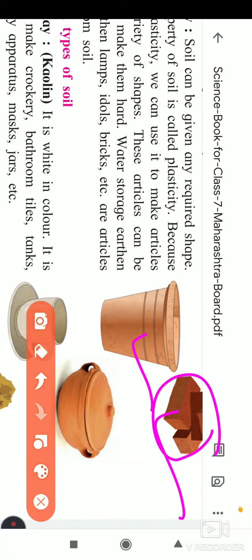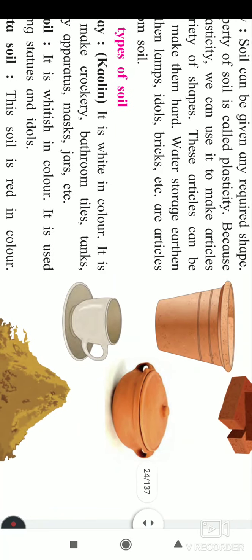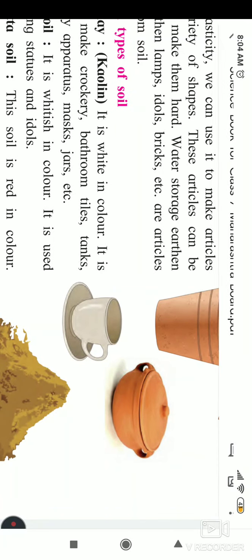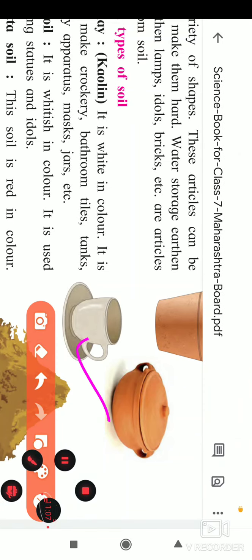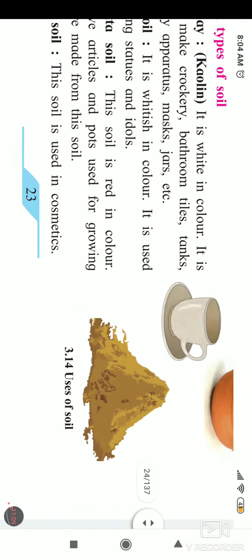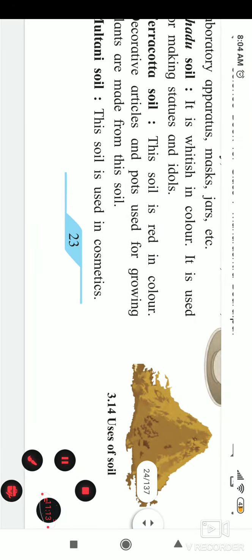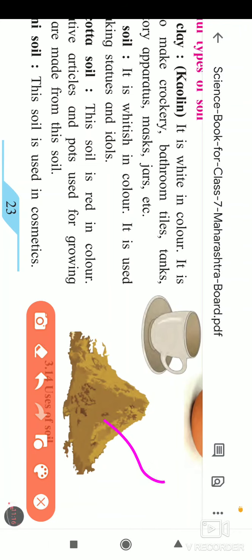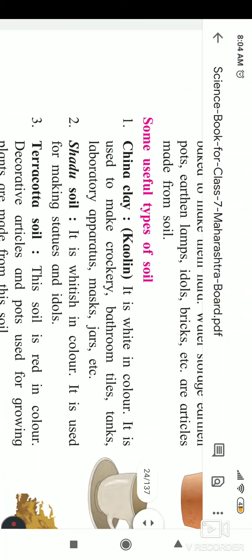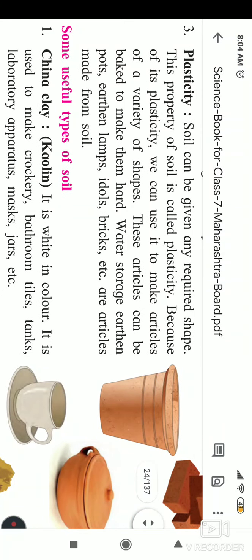Next, this is the earthen pot we use for planting trees inside it. The next type of thing is used nowadays. It is very famous because it is good for health also. This is a cup and saucer. It is also made from soil, white clay or china clay, and plants can also be grown in a proper way inside these pots. These are the things we are making from the soil.